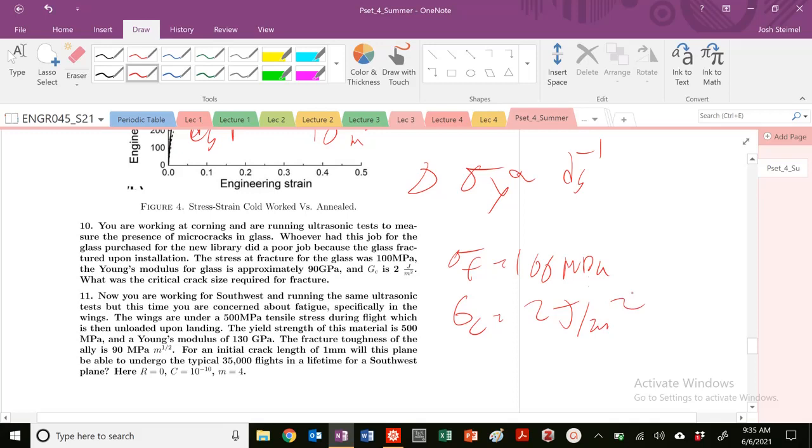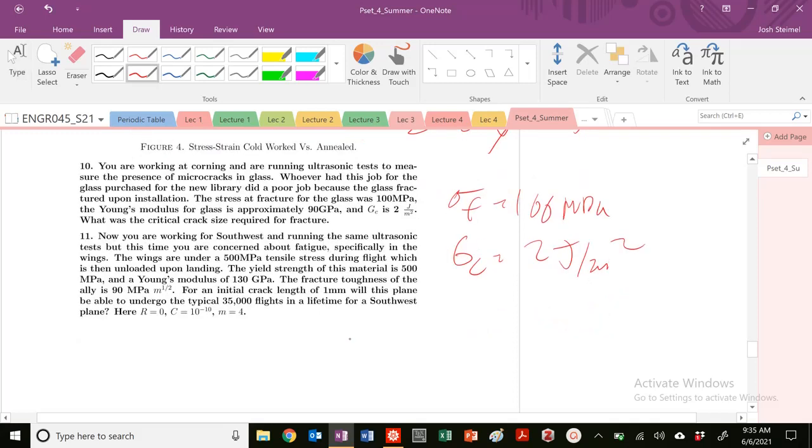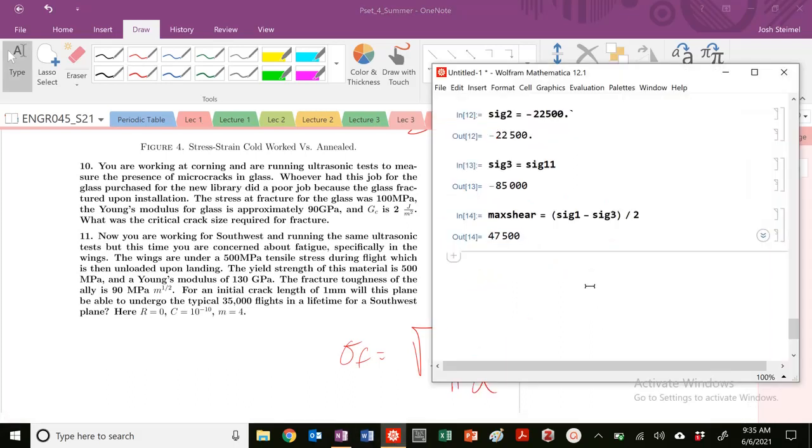What was the critical crack size required for fracture? Well, I'm given G sub C, so I have to use my fracture definition, so it's equal to G sub C E over pi A. I'm given all those other parameters, so all we have to do is plug and chug.